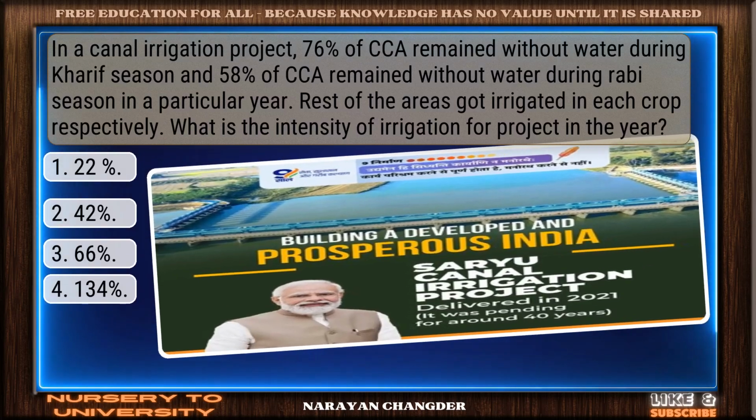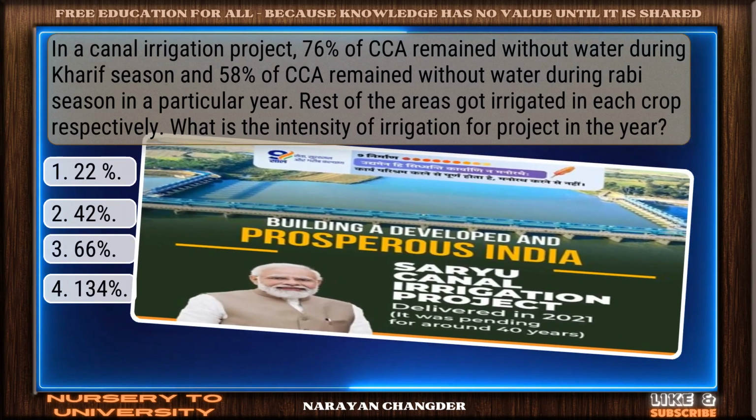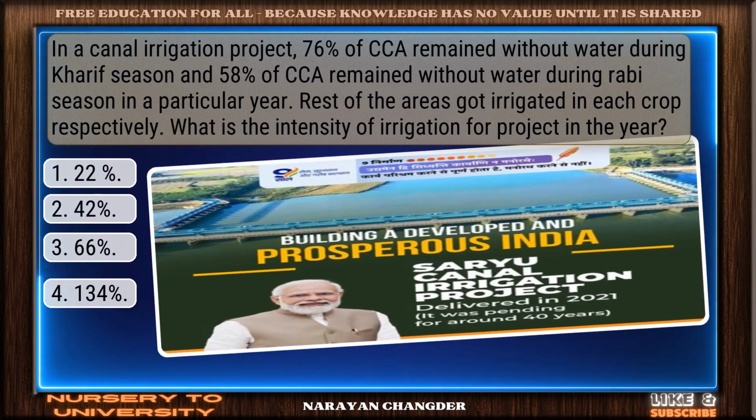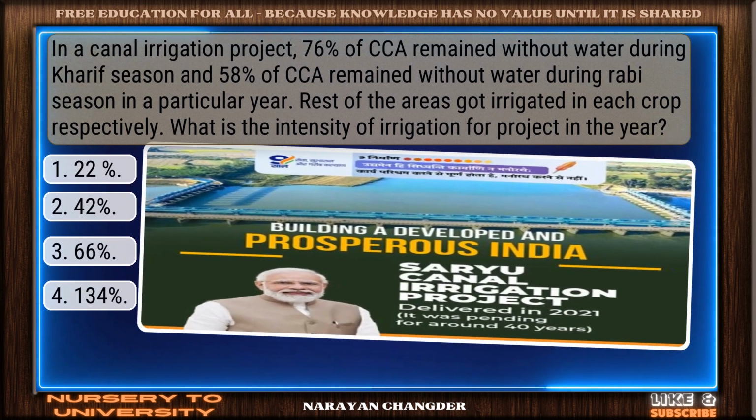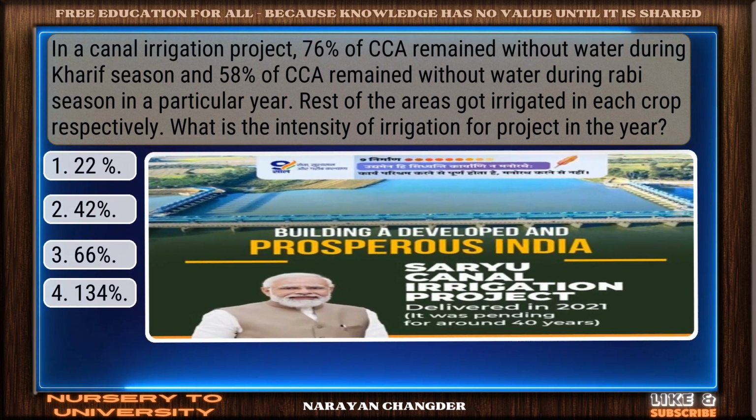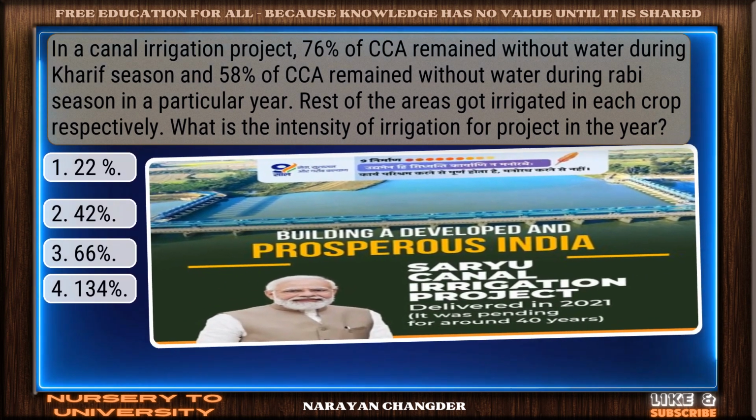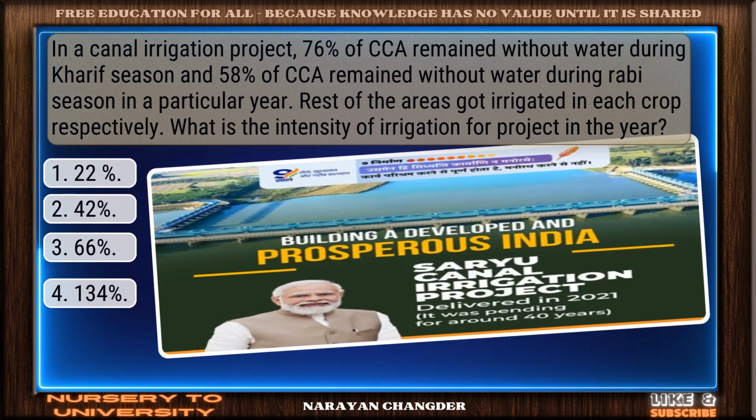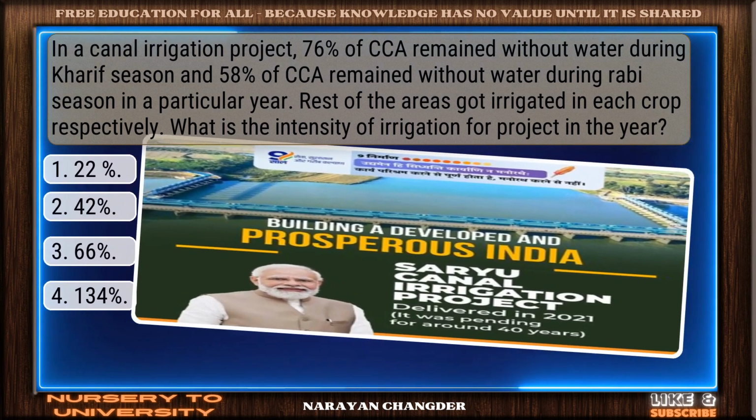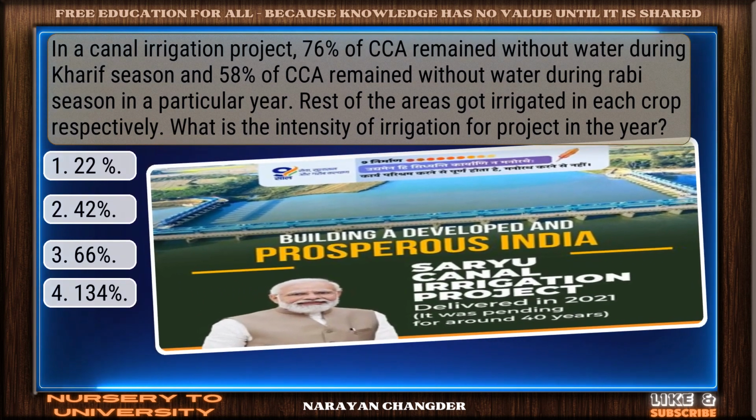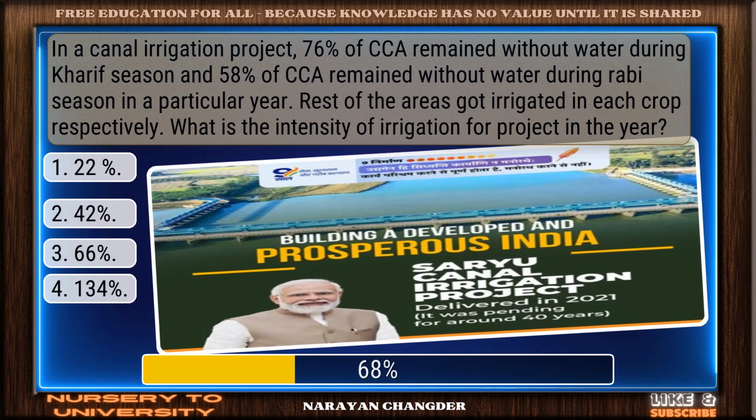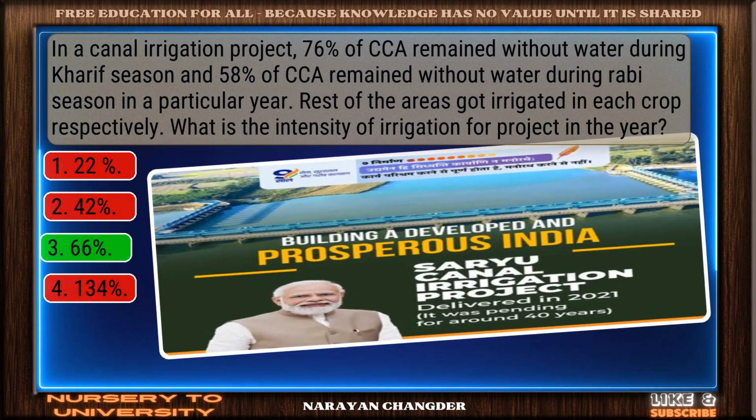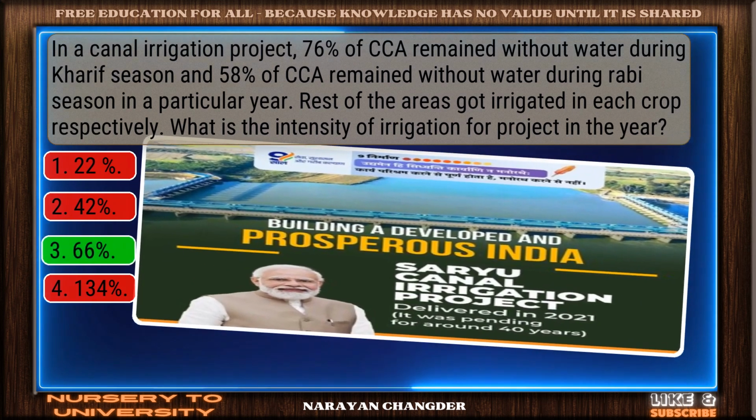In a canal irrigation project, 76% of the area remained without water during Kharif season and 58% of the area remained without water during Rabi season in a particular year. The rest of the areas got irrigated in each crop respectively. What is the intensity of irrigation for the project in the year? Smart move, 66% is an accurate answer.